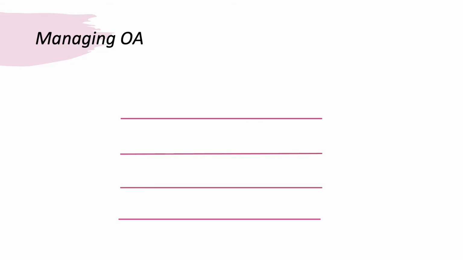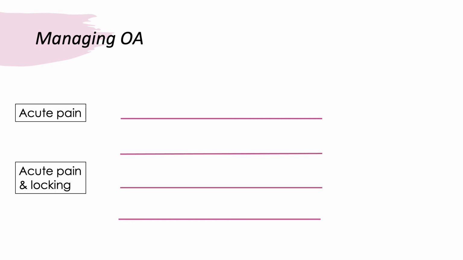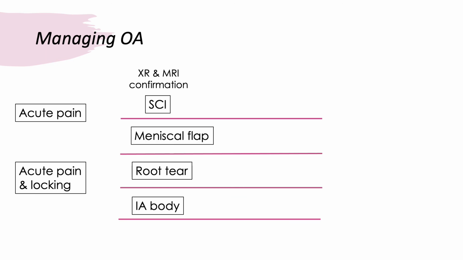So if we think about managing osteoarthritis, we think about it as patients presenting with acute pain or acute pain with locking. We would confirm the cause of this pain by an X-ray and an MRI. And with this, we would determine if there's a subchondral insufficiency fracture, meniscal flap, root tear, or an intra-articular body. And we would also get a status of the general articular cartilage in this patient, whether it is mild to moderately abnormal or moderate to advancedly abnormal.